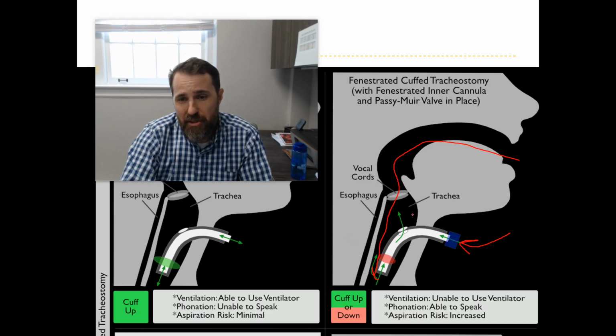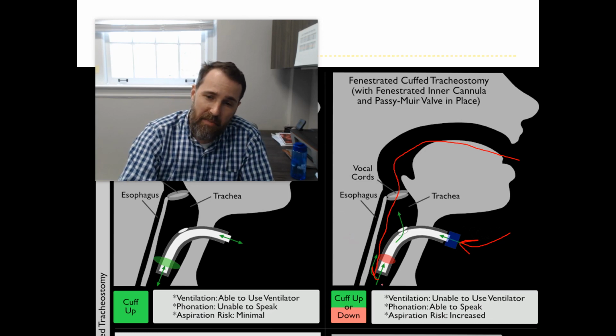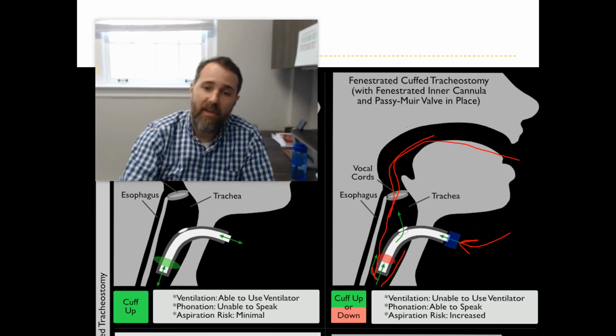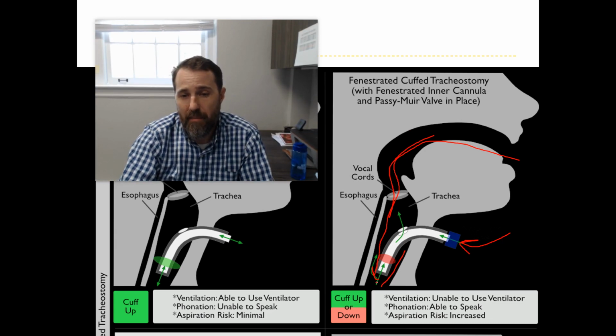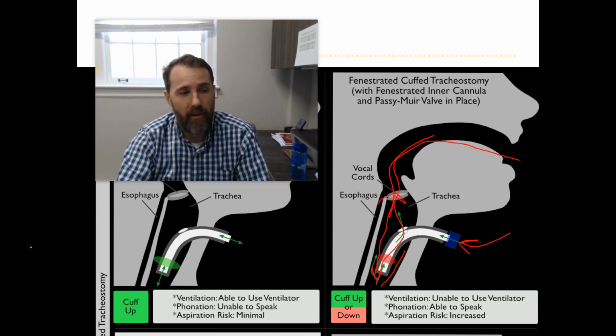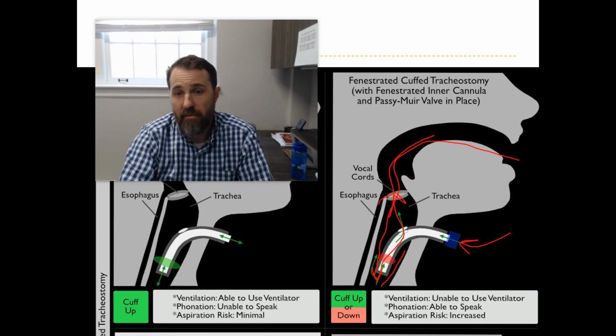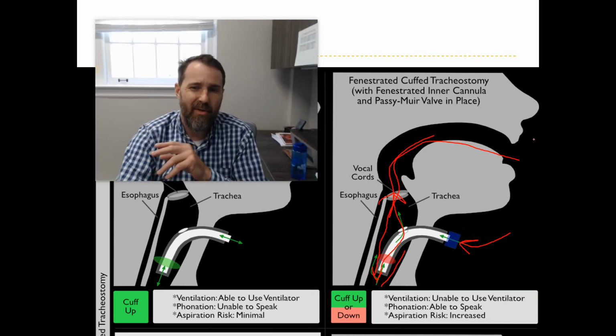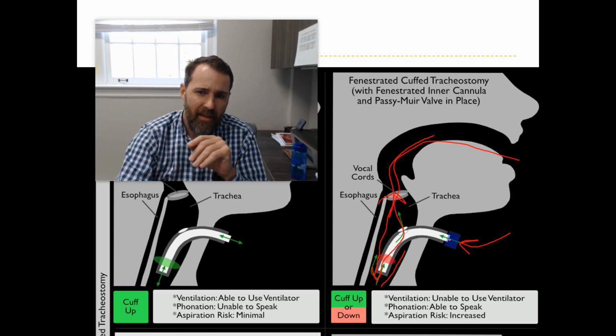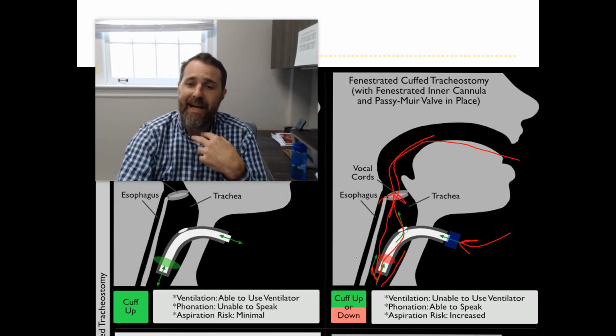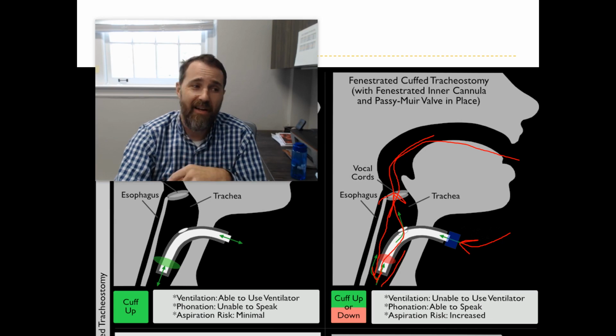And on expiration, the expiratory air is going to pass around the tracheostomy tube up through the natural airway, or the expiratory air is going to pass through the bottom of the tracheostomy tube and then out through the fenestrated inner and outer cannulas, allowing for phonation to happen because you have that speaking valve keeping expiratory air from passing out through the tracheostomy tube.